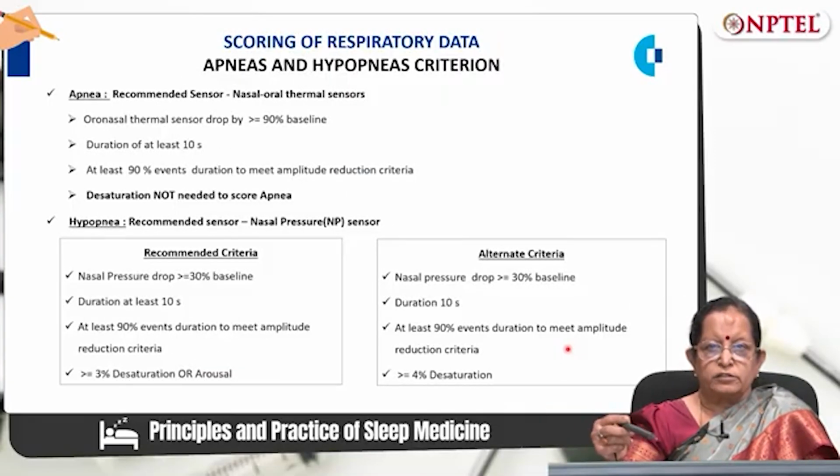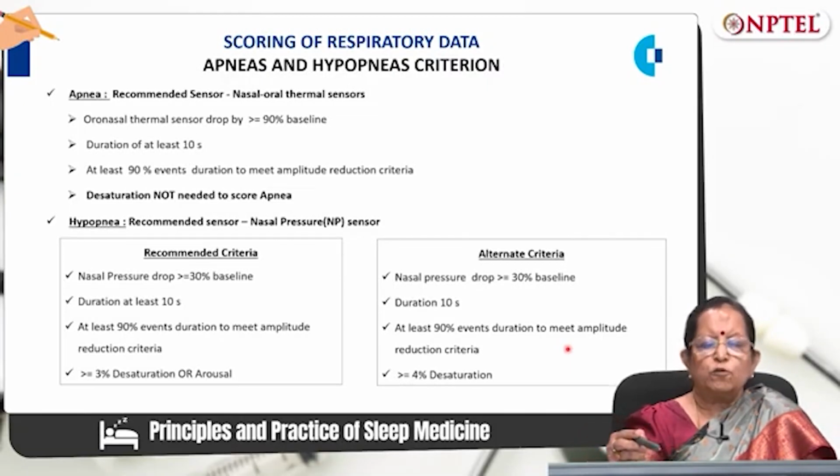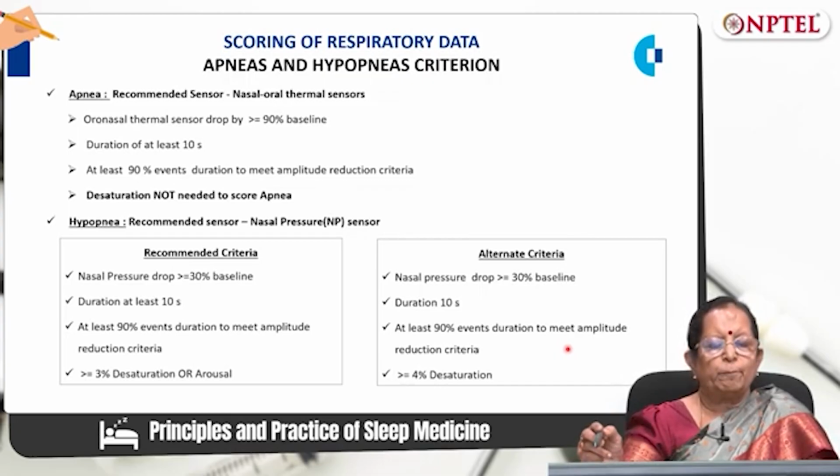Then coming to the respiratory. Till now we have seen the sleep parameters, now we are coming to the respiratory parameters. We need to know certain terminologies like apnea, hypopnea. What is apnea? Apnea is the entire cessation of breathing. The oral thermal sensor I told you about will detect the nasal airflow. When the nasal airflow drops by more than 90% of the baseline, the duration should be at least 10 seconds. At least 90% of the event duration should meet the amplitude reduction criteria. One more thing: desaturation need not be there to score apnea.